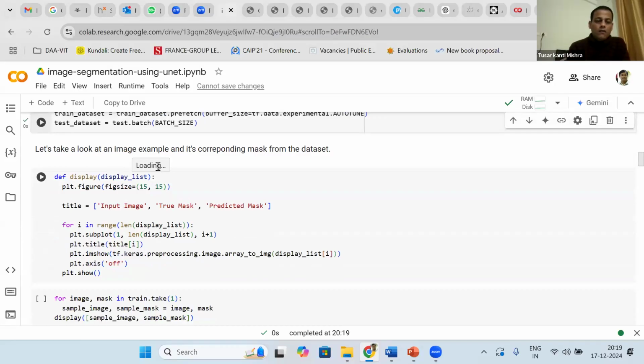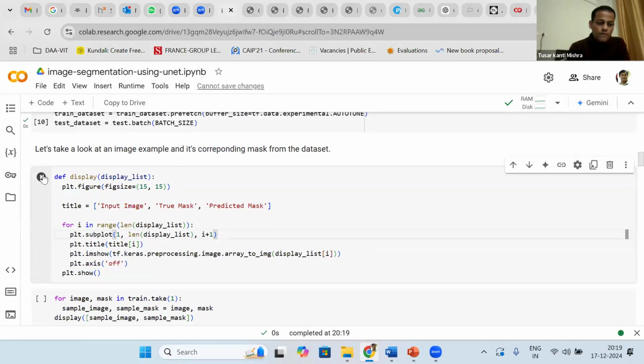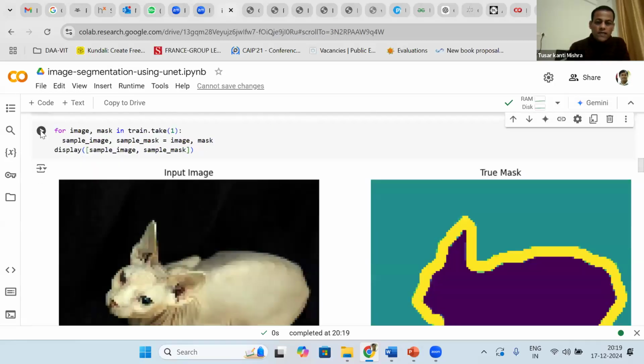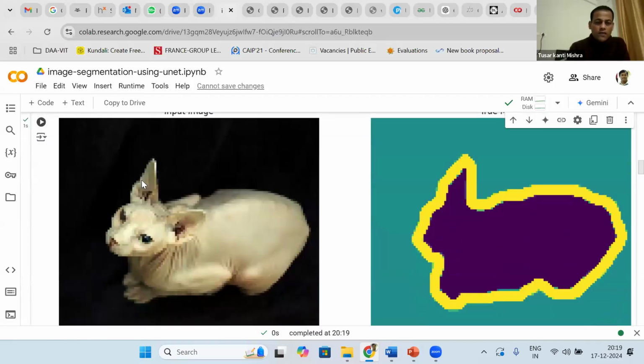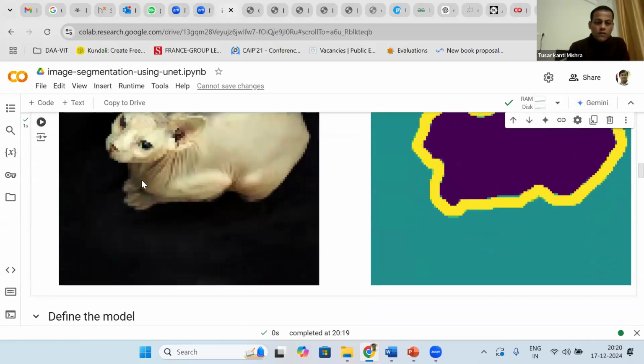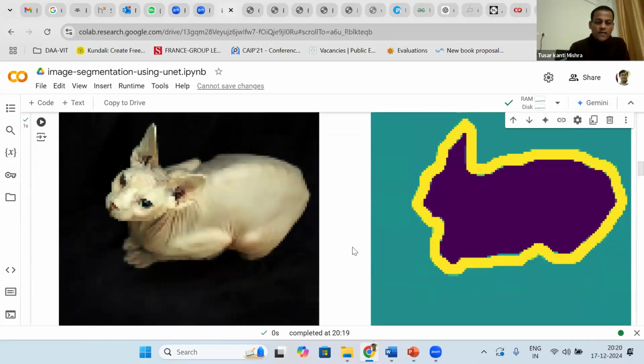Now let's have a look at an example image and the corresponding mask, how it will look. That's why this display function is to be run with a mask. It has already been run earlier, so it is appearing. Again I am running it. Yes, we can see this cat very nicely. The masking is being done over there, on the right hand side.